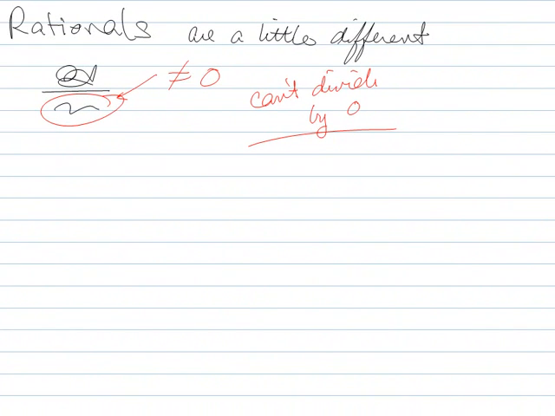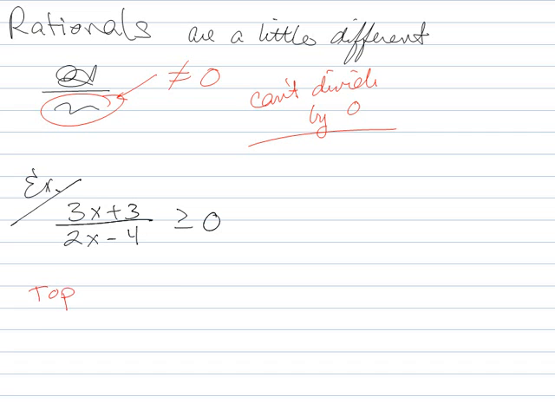So let's look at an example problem. Say we've got something like 3x plus 3 over 2x minus 4 is greater than or equal to 0. What I want to do is find where the top is 0, and find where the bottom is 0. I'm going to treat each one of those separately. So I want to know where this is 0 and where that is 0.